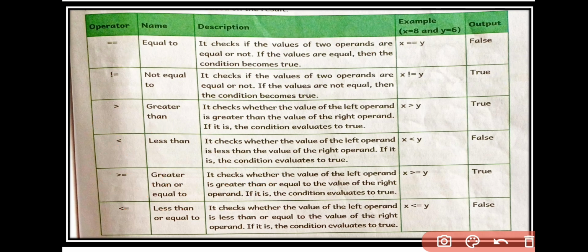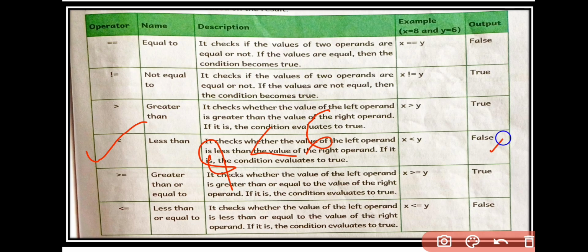Next, third, greater than. Do you know the greater than? It checks whether the value of the left operand is greater than the value of the right operand. If so, the condition evaluates to true. x is 8 and greater than y, which is 6. The answer is true. Clear? Next, less than. x is 8 and y is 6. 8 less than 6, not, so false.